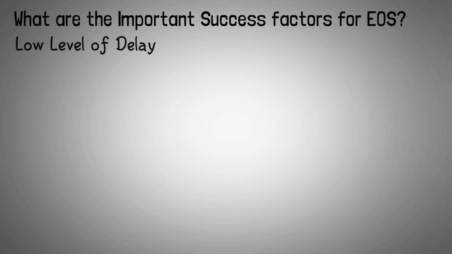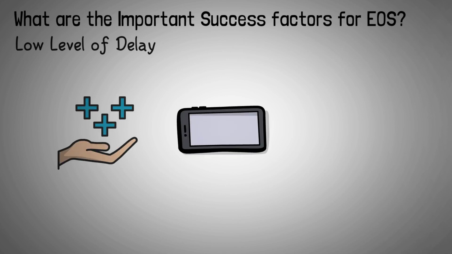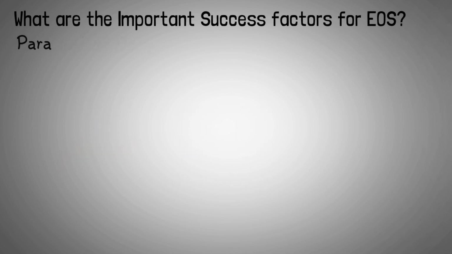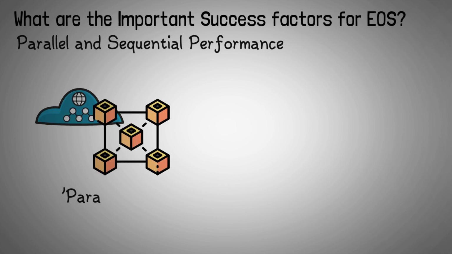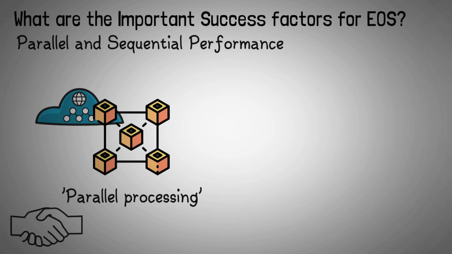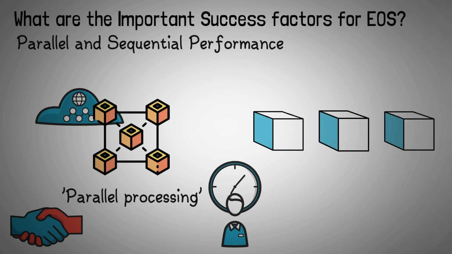Low level of delay. To create a positive experience for users, the decentralized application, DApp, should have the lowest possible latency when it is being used. Parallel and sequential performance. Any decentralized application, DApp, built on blockchain should support parallel processing to help share the work and save users time. The decentralized application should also enable numerous sequential performances to prevent mistakes like double spending.